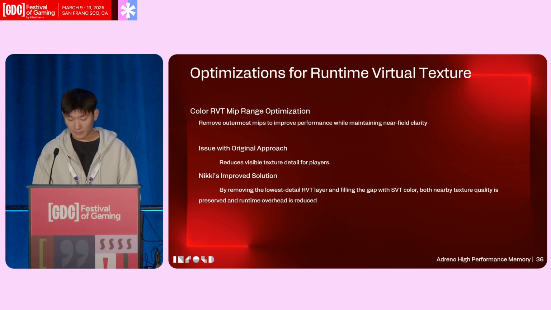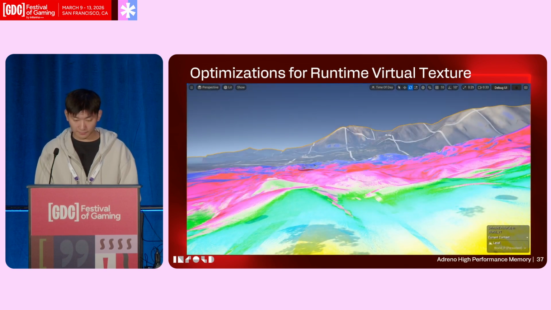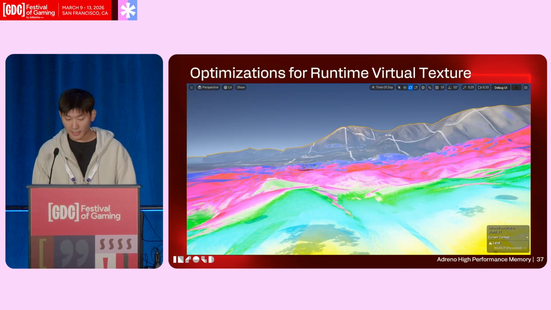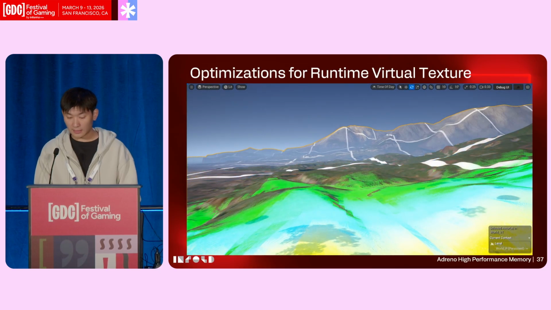So we flip it. We cut the lowest detail RVT layer instead and filled the gap with the highest detail SVT color data. This layer only affects the far field, which SVT already handles. As you can see, the colored areas use RVT. Different colors represent different MIP levels, and the distant part uses SVT. We can cut distant RVT without impacting nearby RVT MIP levels, just like that.